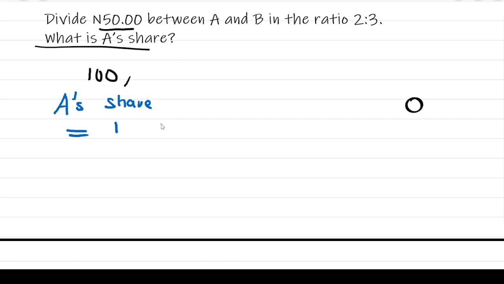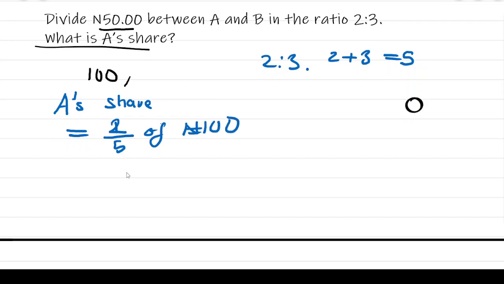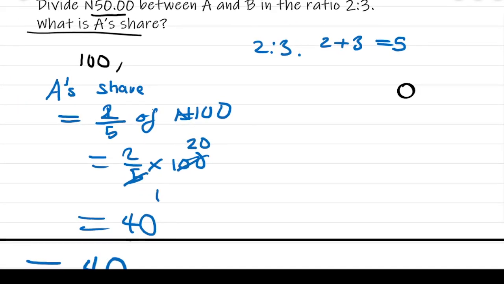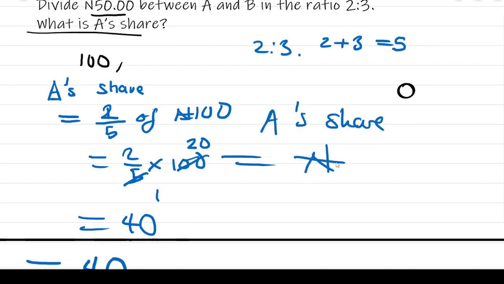Let's see. Okay, now the ratio is 2 is to 3. So 2 plus 3 is 5. So A's share will be 2/5 of 100 naira, which is 2/5 times 100 naira. So 5 here, 1, 5 here is I think 20. So if I multiply 2 times 20, you get 40. So A's share should be 40 naira.